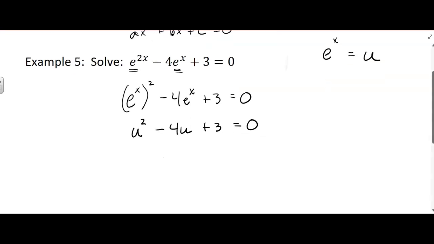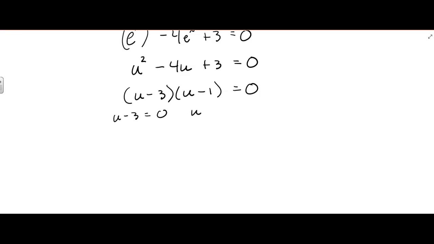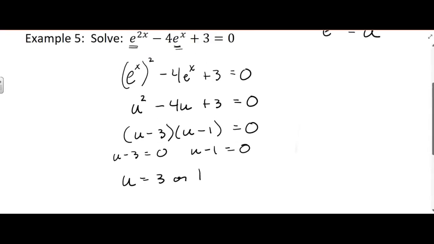And then hopefully this factors. If it doesn't, you have to use the quadratic formula, but it factors. So (u minus 3) times (u minus 1) equals 0. Okay, so you can look at that, or you can write the little equations if you want, whichever is easier for you. And so you get u equals 3 or 1. Okay, so I have two solutions, 3 and 1.